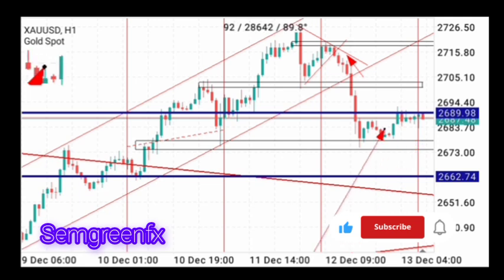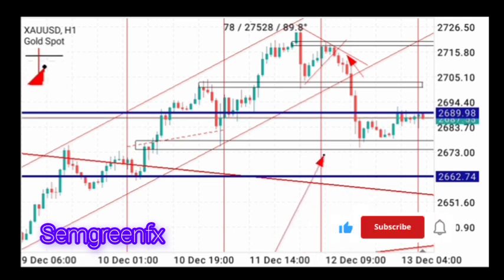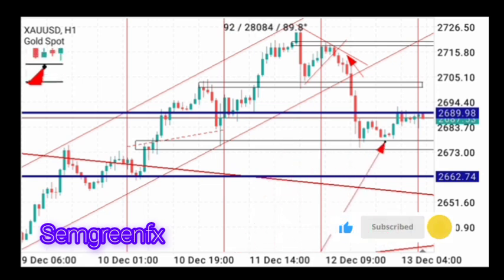If you might ask, what are these lines? This line is a session break. I use it to differentiate between today and the next day, and I also make sure I trade accordingly.